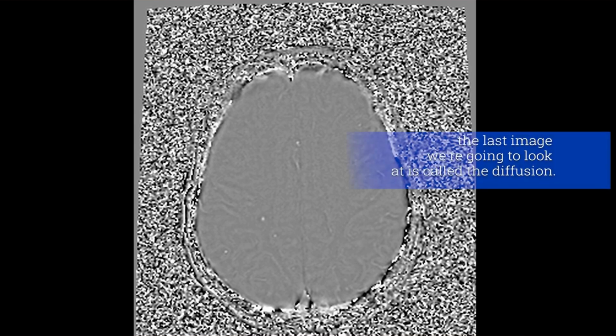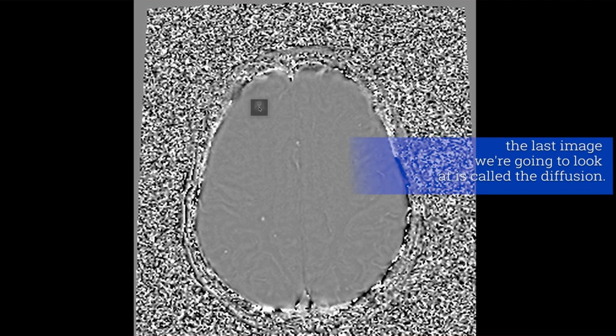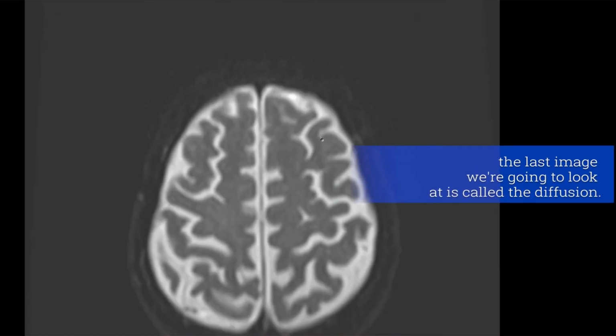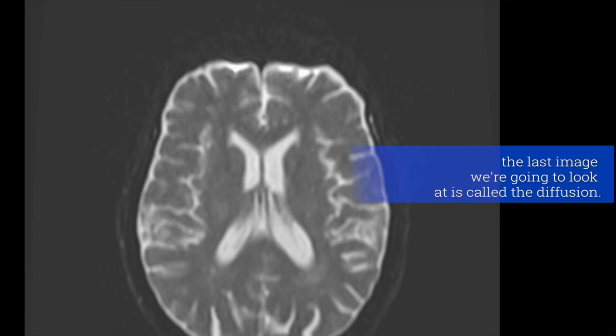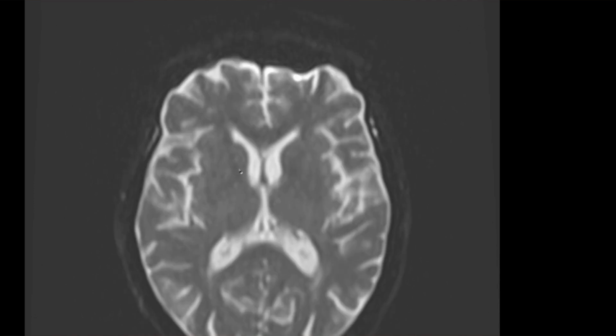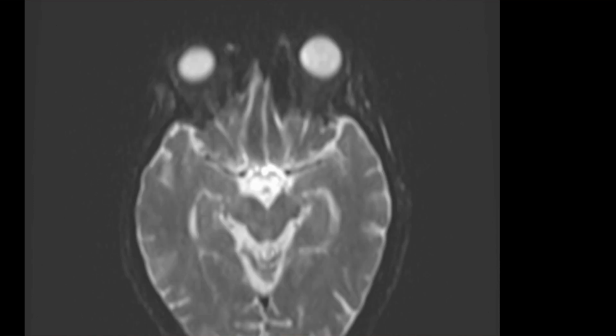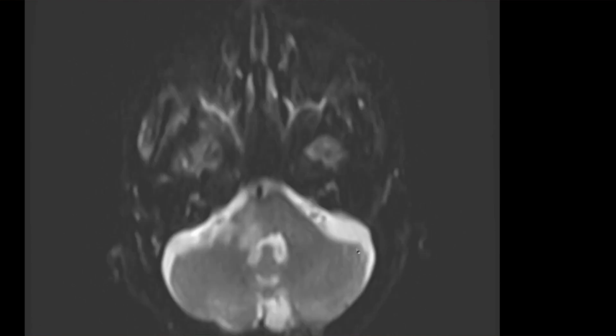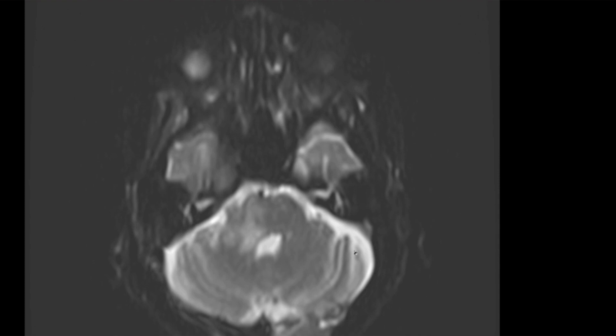And then the last image we're going to look at is called the diffusion. I think this is really cool. I love this sequence. But okay, this is the B1000 trace. So there are a bunch of different ways to process these. These are very cool sequences. All these sequences have to do with how water is moving. There are different ways to look at it.